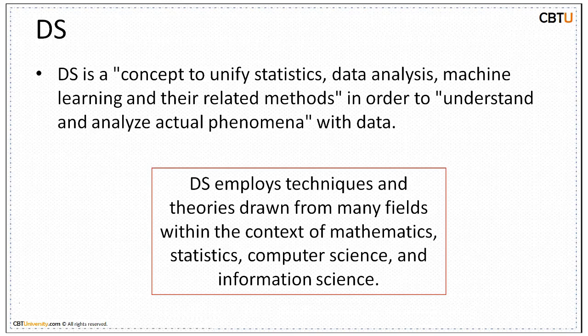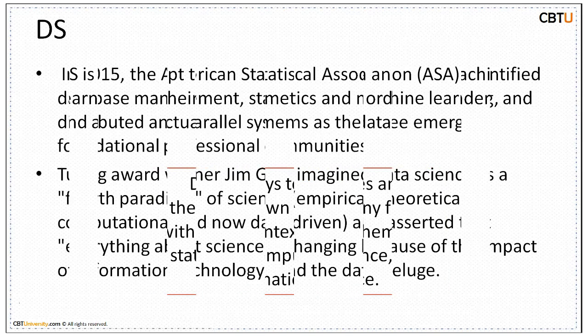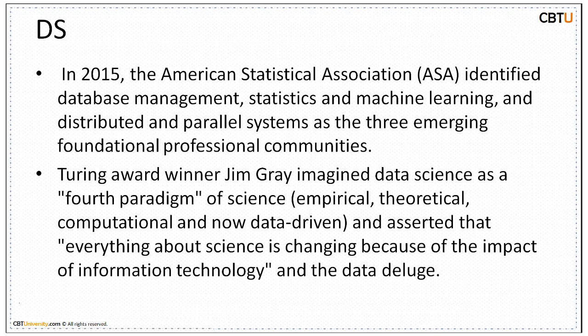So data science embodies many components, and data science is anything and everything you talk about a business. It's impossible to have a single definition of data science, and also it involves mathematics, computer science, and information science. And we have another definition by ASA. It includes database management, statistics and machine learning, and distributed and parallel systems. Jim Gray defines data science as the fourth paradigm of science. And he asserts that everything about science is changing because of the impact of information technology and the data deluge. Huge amount of data.